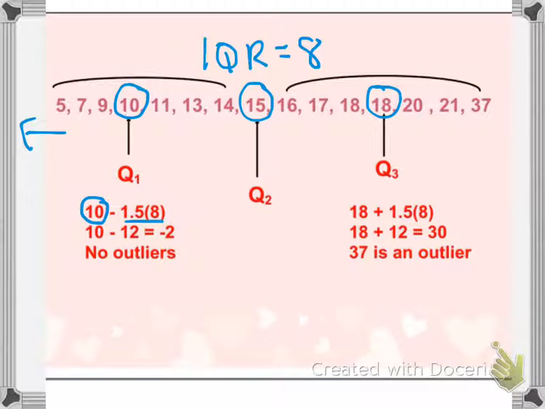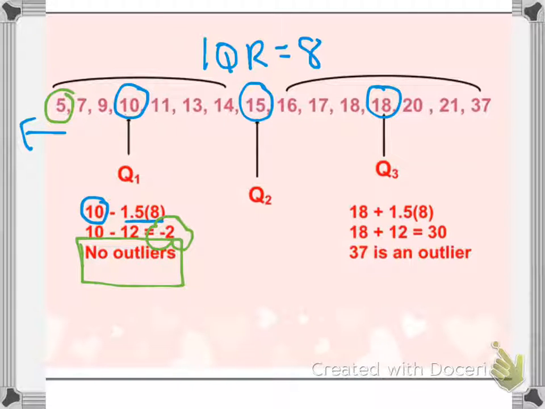If any of the numbers in our data is negative 2 or below, then there are outliers at the bottom half of our data. But our lowest number is 5, so that makes no outliers in this direction because nothing was negative 2 or below.